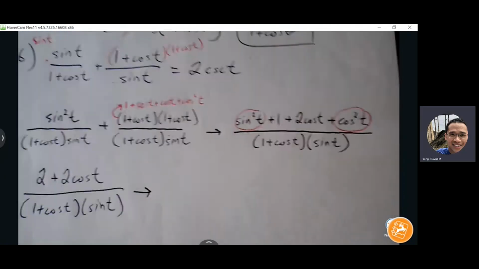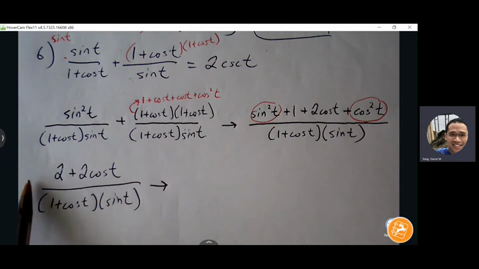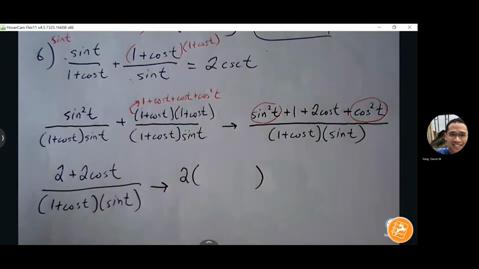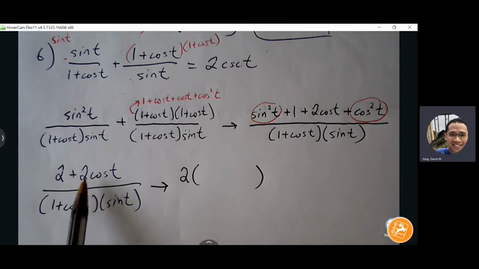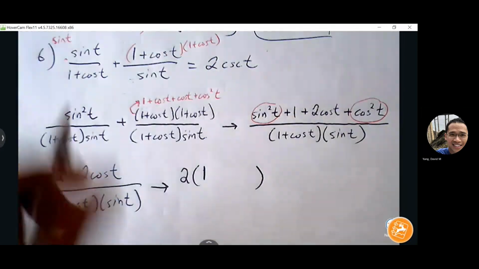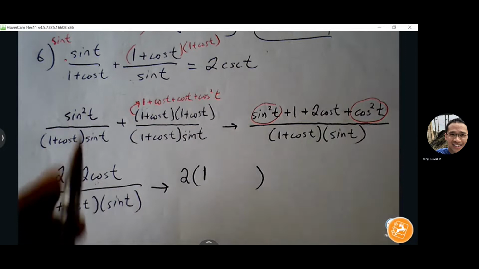All right, anything else we can do with the numerator? How about factoring? Okay, GCF, right? We can take out a GCF of 2. So if I divide by 2, what's 2 divided by 2? What's 2 cosine t divided by 2? Plus cosine t.